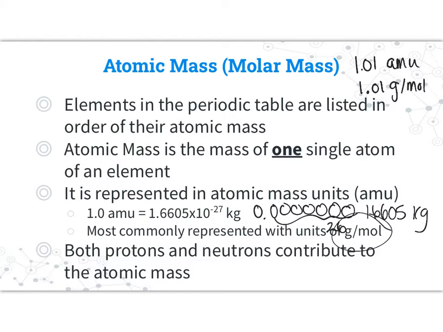Both protons and neutrons contribute to the atomic mass. So within an element, or an atom, all of the mass is really coming from protons and neutrons. The mass of an electron is negligible. All right, negligible means very little or not a large contributor.